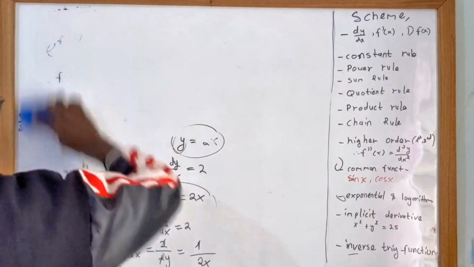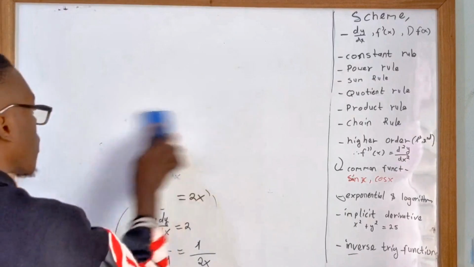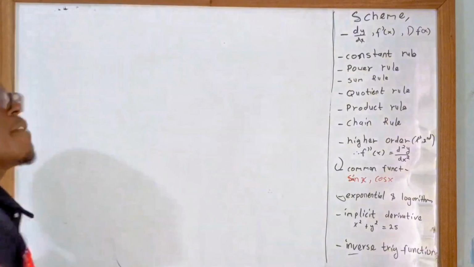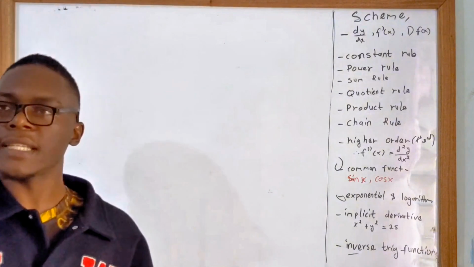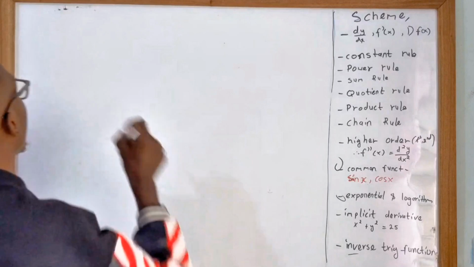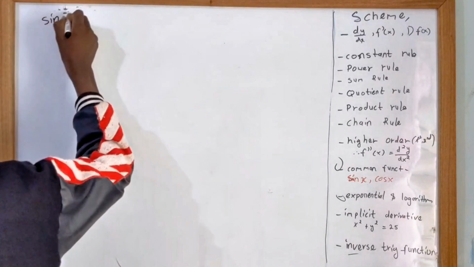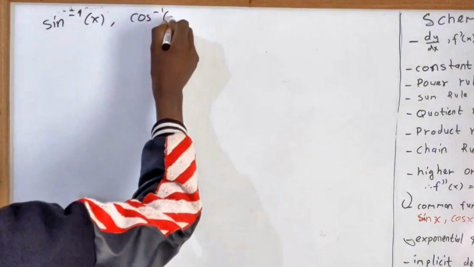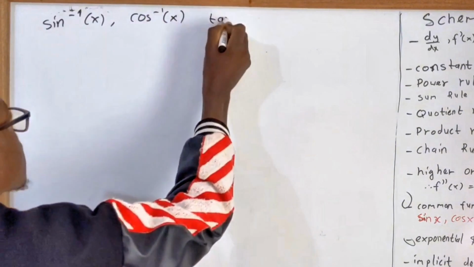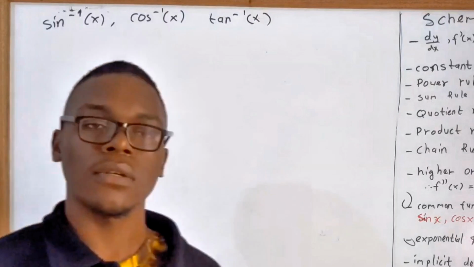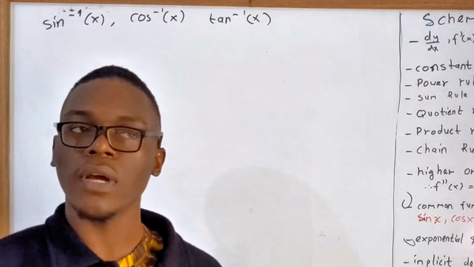What do you know about inverse trig function? Let's take a look at it. By inverse trig function, that is sine inverse, cos inverse, and tan inverse. The basic trig functions we know, that is sine inverse of x, or arcsine x, cos inverse of x, and tan inverse of x. The question I want to ask is differentiating these. How are you going to do that?